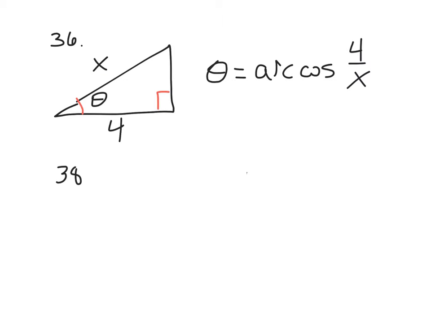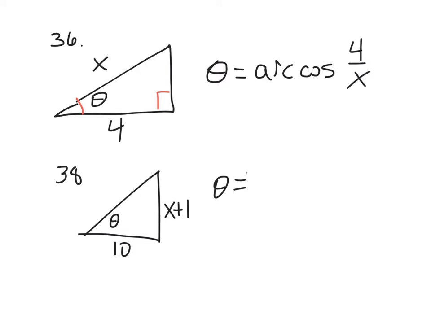So 38. Okay, and just like anything else in algebra, don't get worried about expressions as part of what we're working with. It's still the same thing, right? We have opposite over adjacent, and so in this case we're saying that theta, again, opposite over adjacent, think of a tangent. So theta is equal to arctangent of x plus 1 over 10.